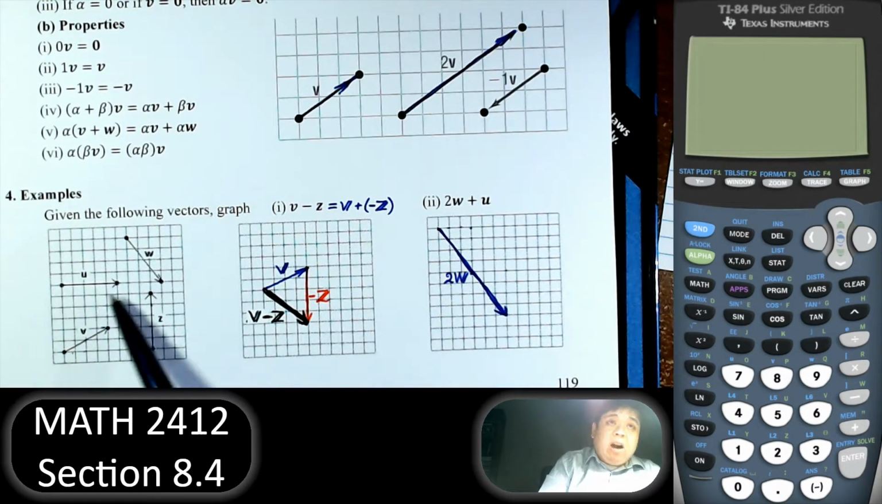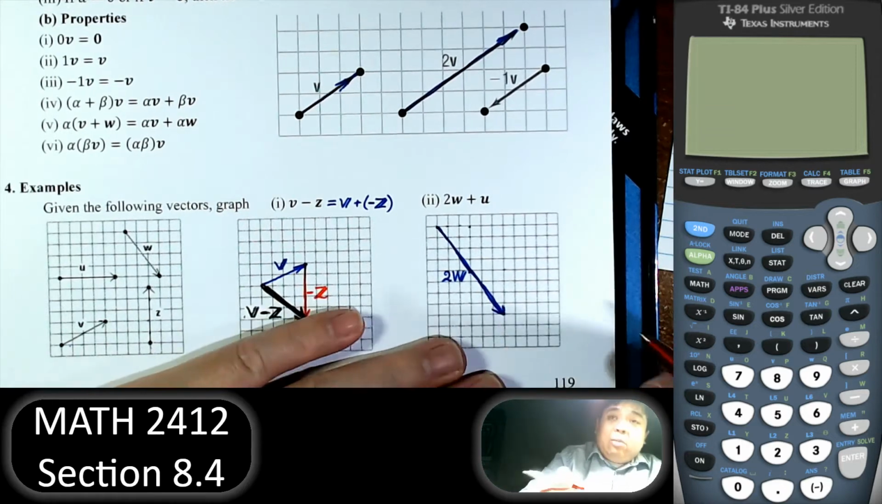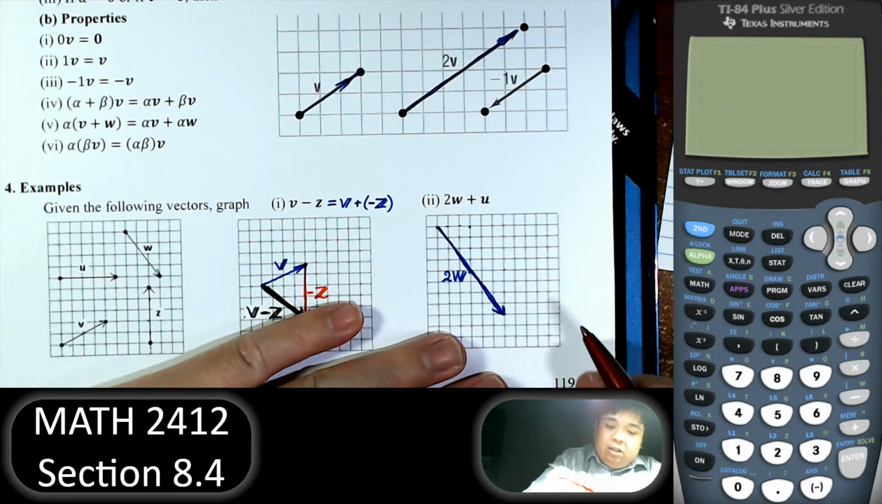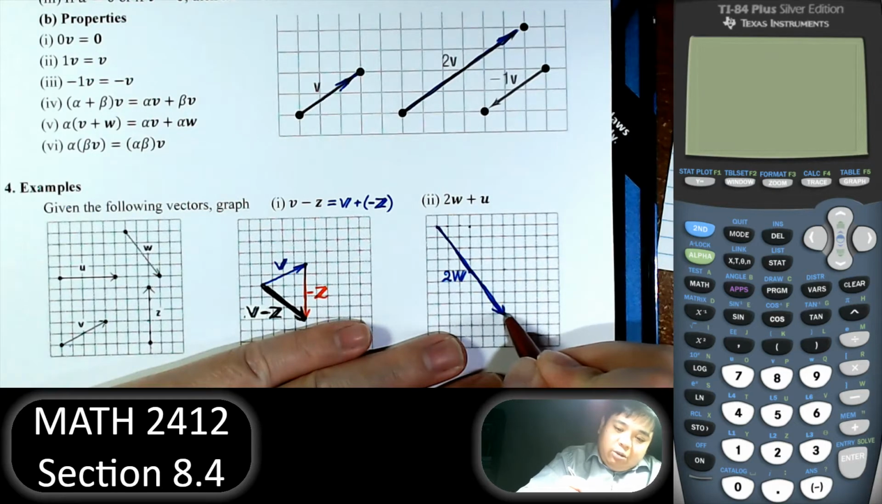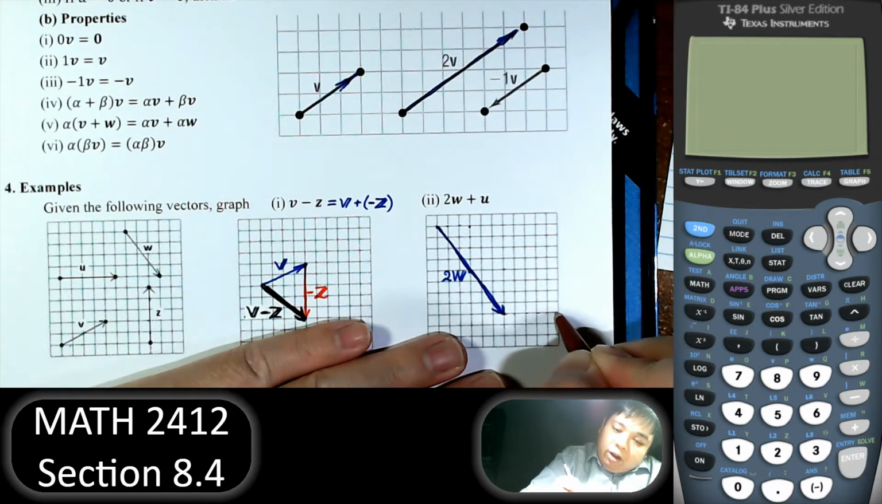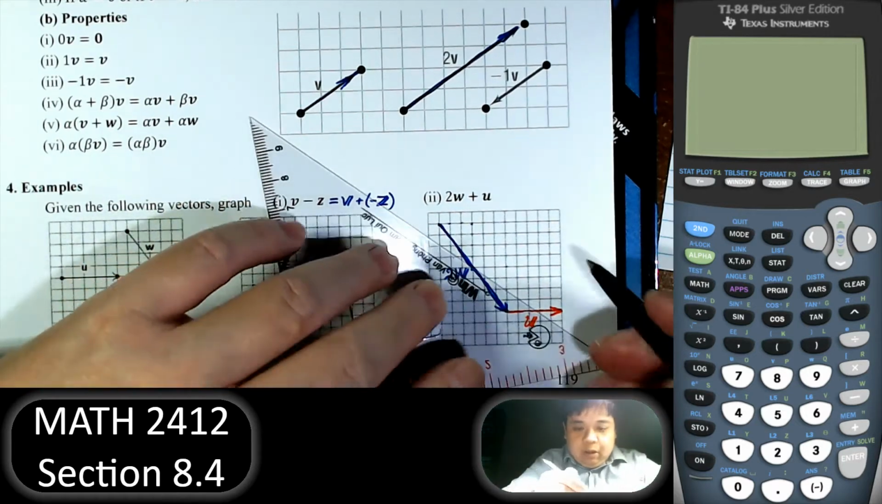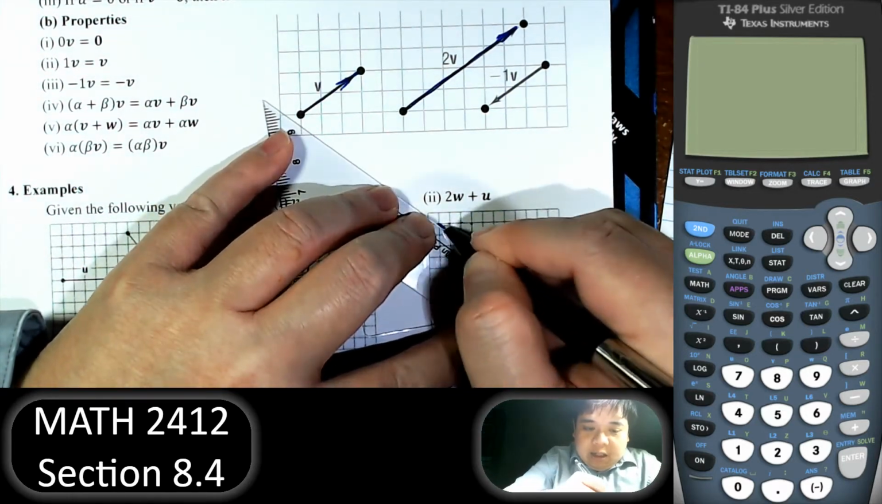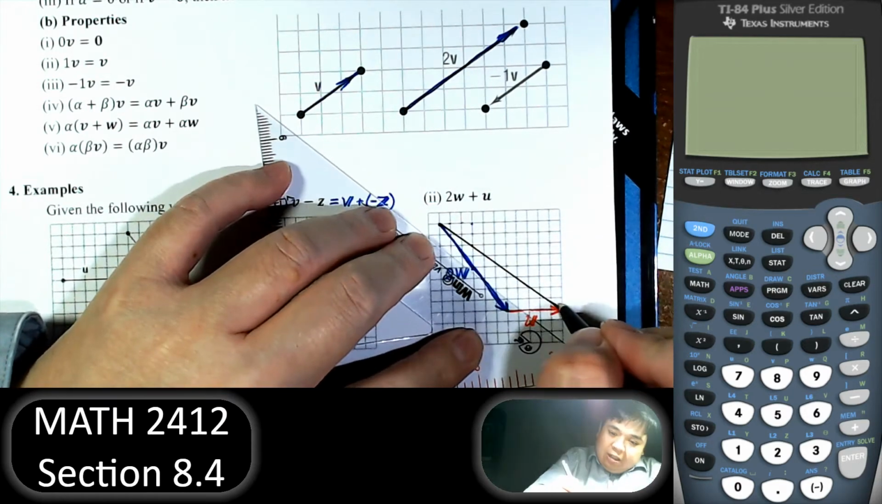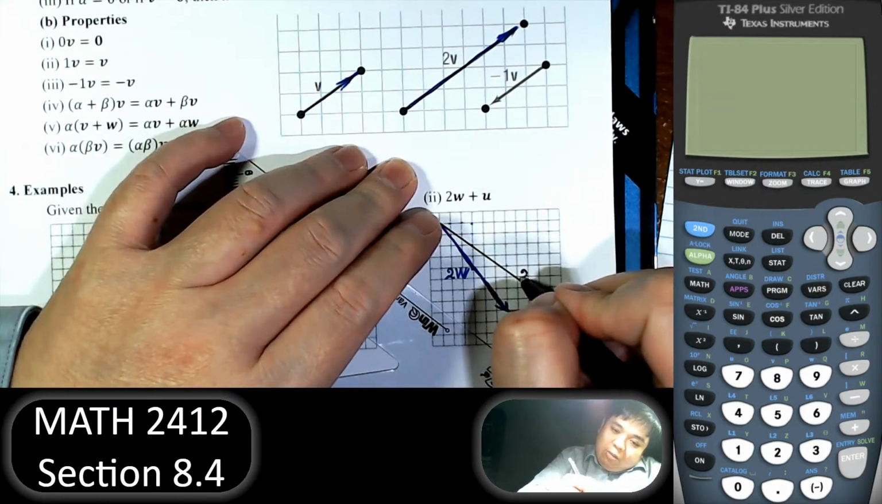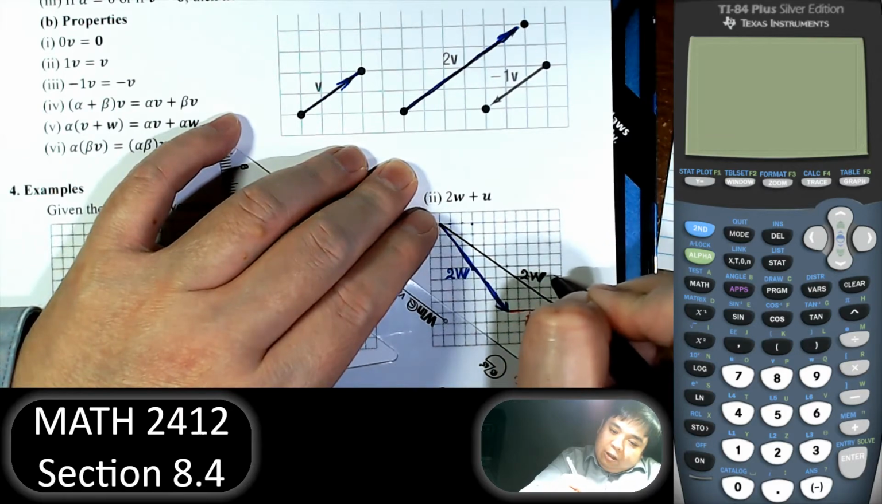1, 2, 3, 4, 5 to the right. And once again, I've used the head to tail method. If we use head to tail, then we just draw a vector U here, 1, 2, 3, 4, 5. And that is vector U. And this is 2W plus U.